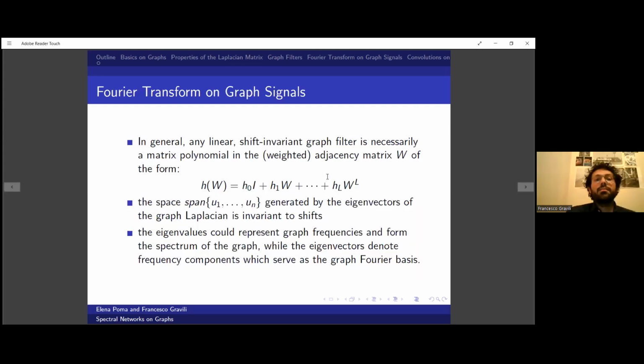This is an important result. In general, any linear shift invariant graph filter is a matrix polynomial in the adjacency matrix. And Francesco, there is an important point here: there is something called the circulant matrix that is a shift invariant matrix. Did you look at that?